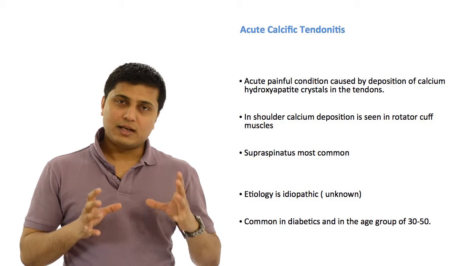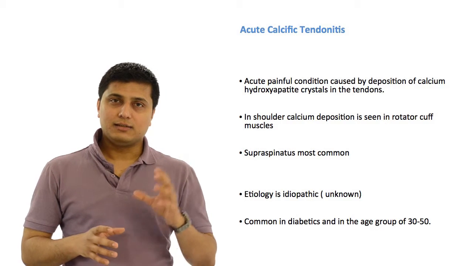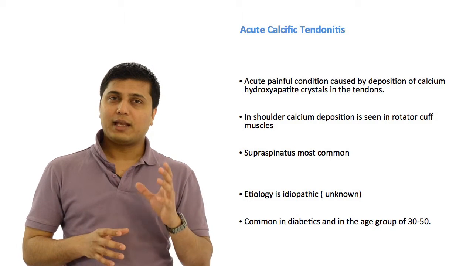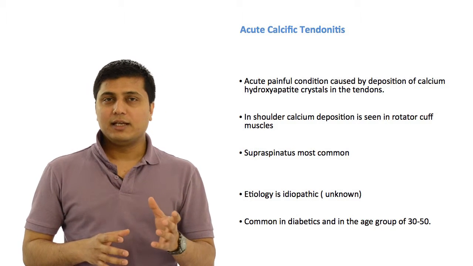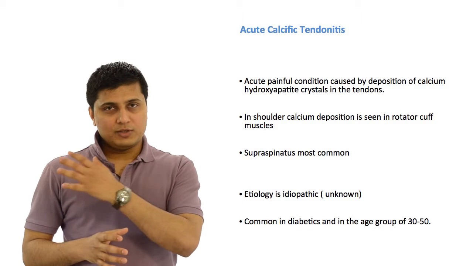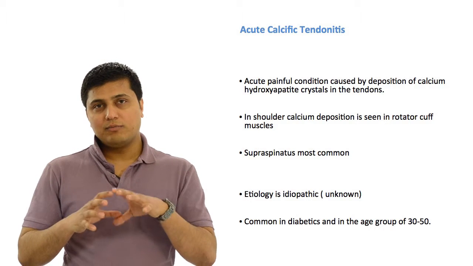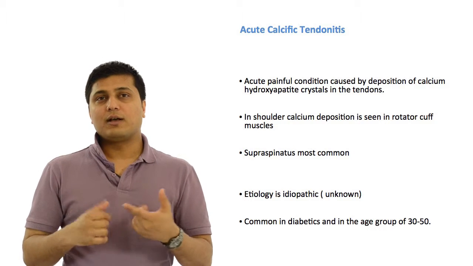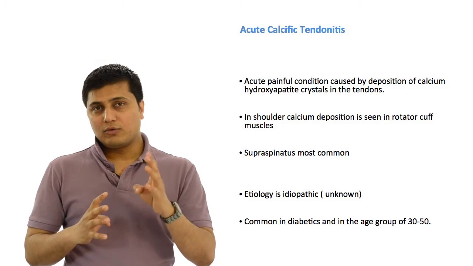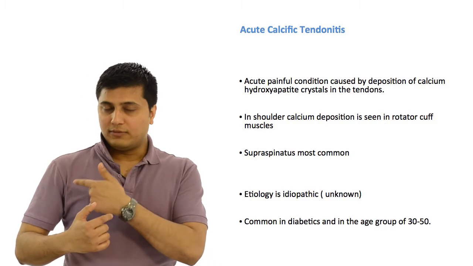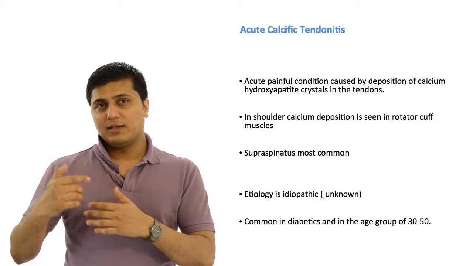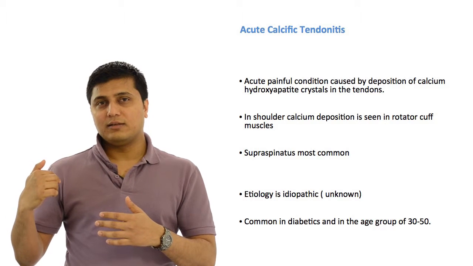Acute calcific tendonitis of the shoulder is a painful condition of the shoulder caused by deposition of calcium hydroxyapatite crystals in shoulder muscles. The shoulder muscles mainly affected by this calcific deposition are the rotator cuff muscles. There are 4 rotator cuff muscles. In the front, you have subscapularis, supraspinatus on the top, infraspinatus and teres minor in the back.